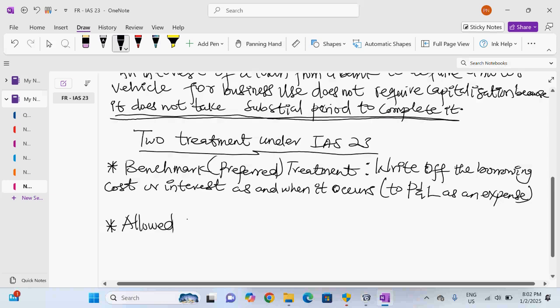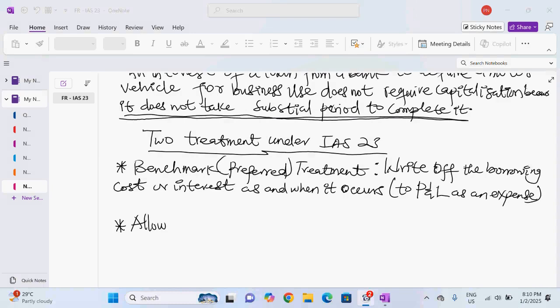All right. So on the treatment, the two treatments under IAS 23. I believe you can hear me, guys. Hello, can you hear me? Yes, please, we can hear you. Okay. So allowed alternative treatment. Allowed. But yeah, we can't see your screen. Allowed alternative treatment.